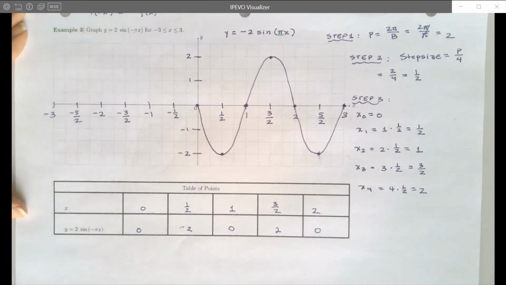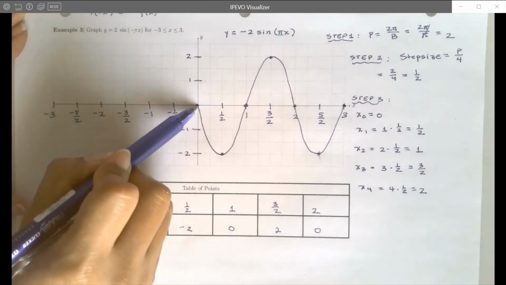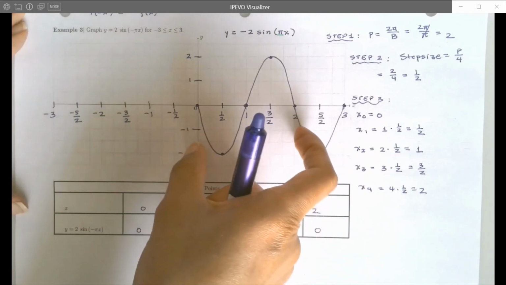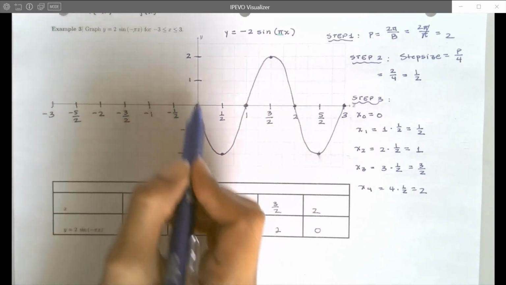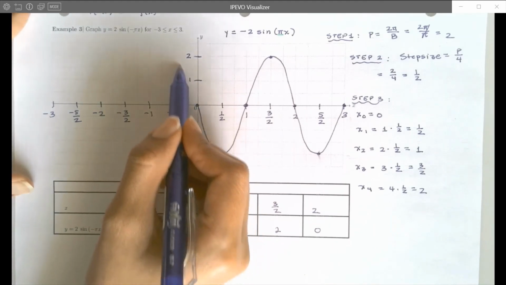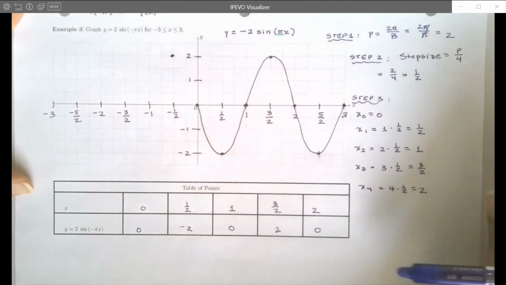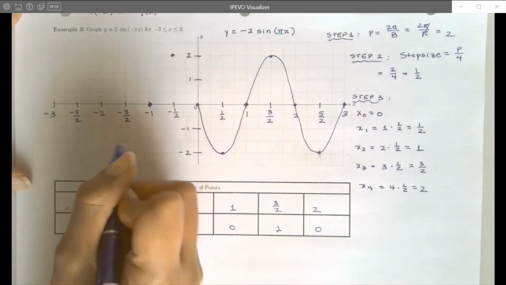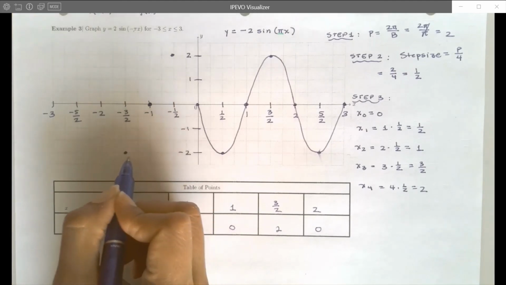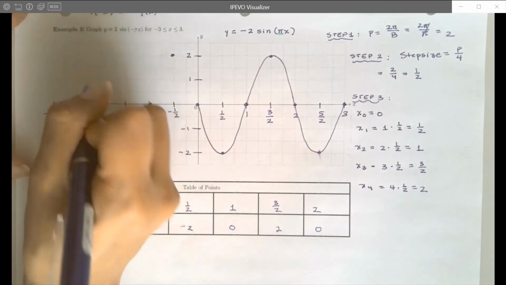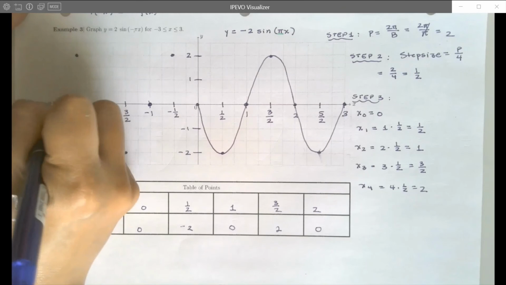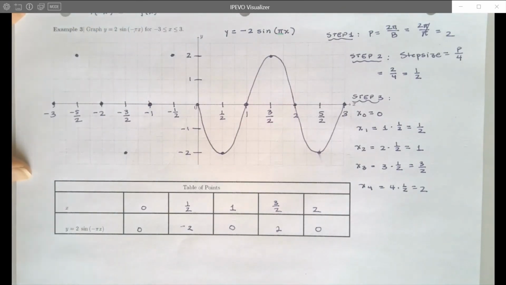Okay, now we continue into the negative x values. If it already completed a cycle between 0 and 2, that means that going into the negatives, we're going to start repeating some values. So this is going to go up to a +2, then down to 0 at -1, all the way down to -2 at -3/2, up to 0 at -2, up to 2 at -5/2, and down to 0 at -3.